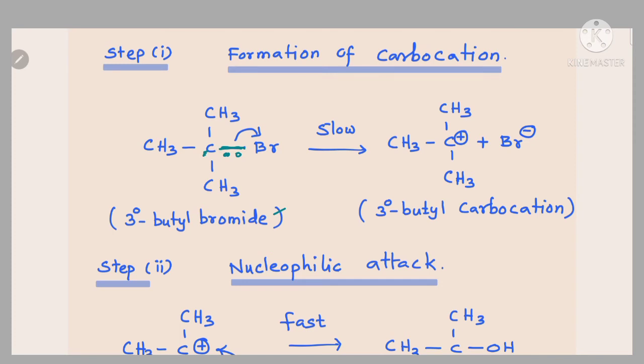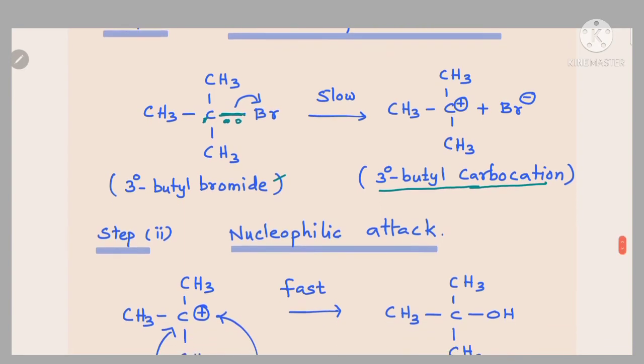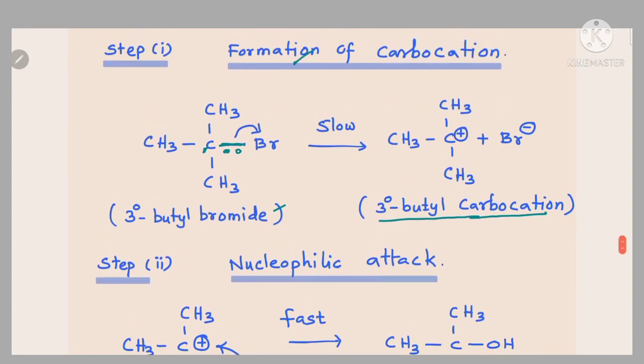A carbon with a positive charge is what we call a carbocation. The name of this carbocation is tertiary butyl carbocation. That's the first step, formation of tertiary butyl carbocation. This step occurs slowly. The first step occurs slowly.